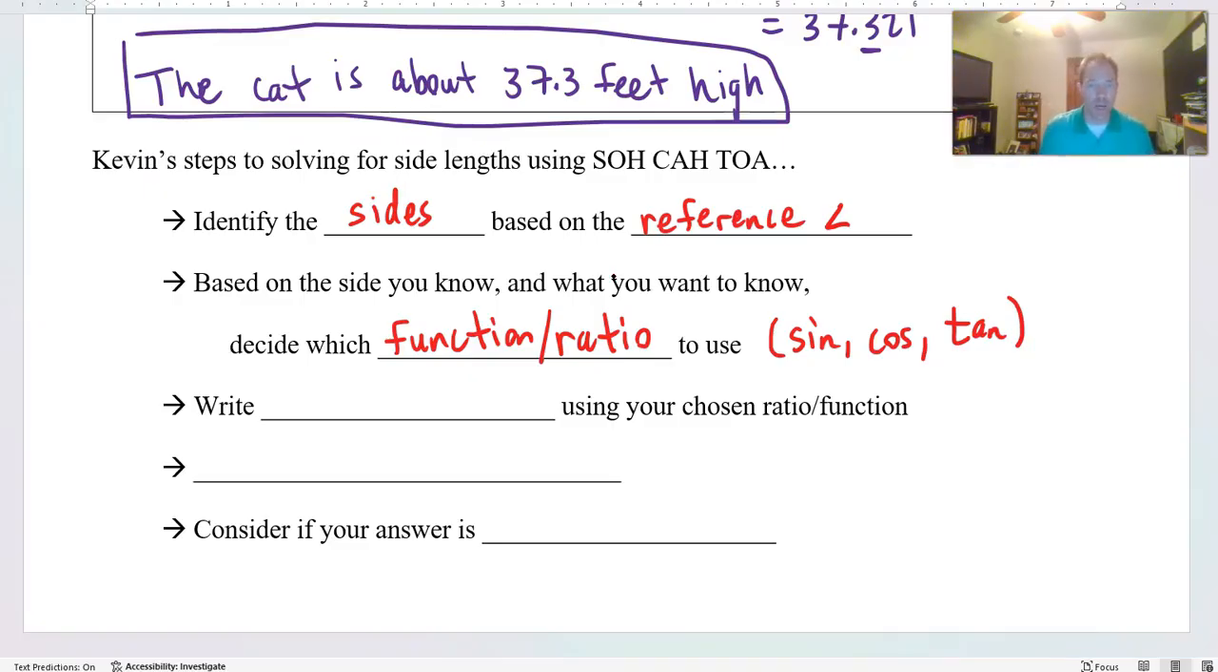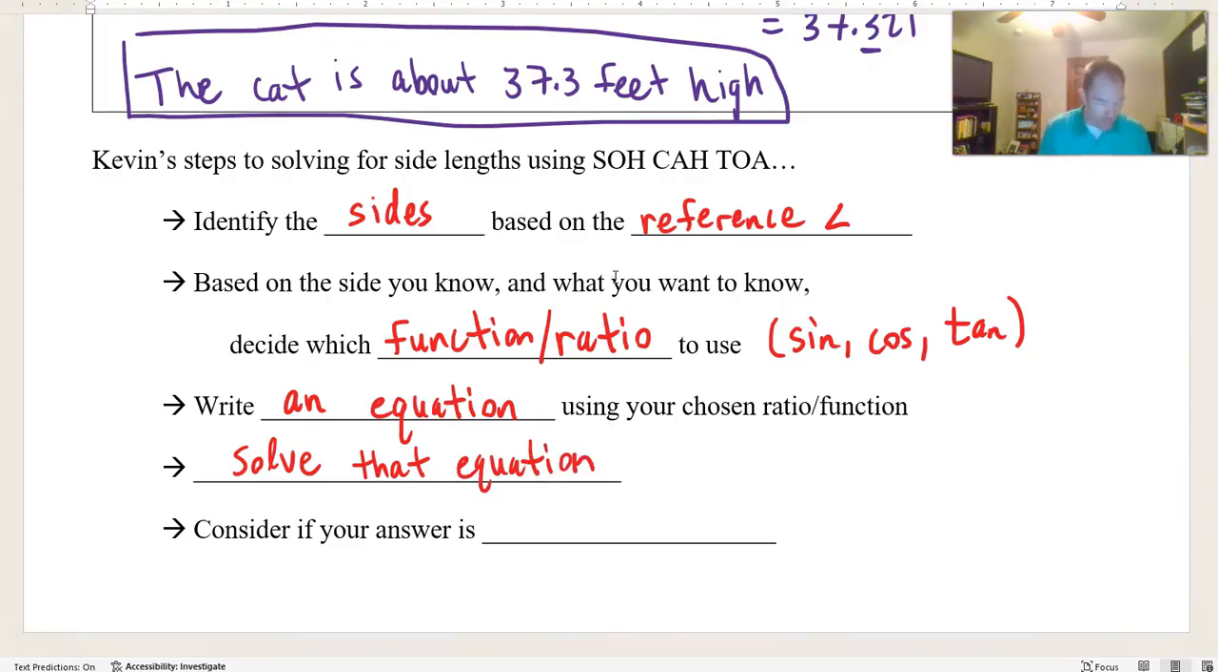Okay. Then we can write an equation using that chosen ratio or function, sine, cosine, or tangent. Again, you can go back in the video and see where we said we're going to use the sine, and so let's write an equation based on sine of the angle. Next, we would solve that equation. We got lots of examples there, some of them where we just started with an equation.